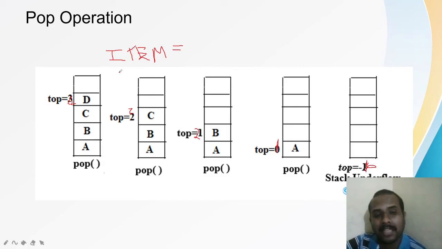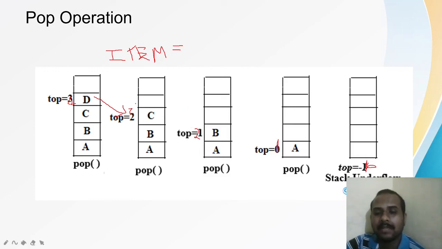Then what you have to do? Then you have to decrement the top. So it should point to this position. So top is equal to top minus 1. So now 3 will become 2. Now this is the top of the element. Now let me say that you want to delete C also, or you want to do another pop operation. How to do that? You can make item is equal to stack of top, that is stack of 2. Stack of 2 is C. Then you can decrement the top by 1.